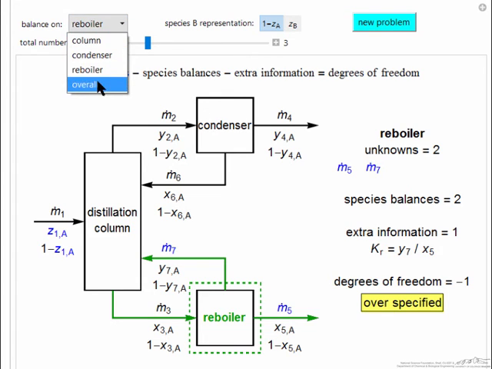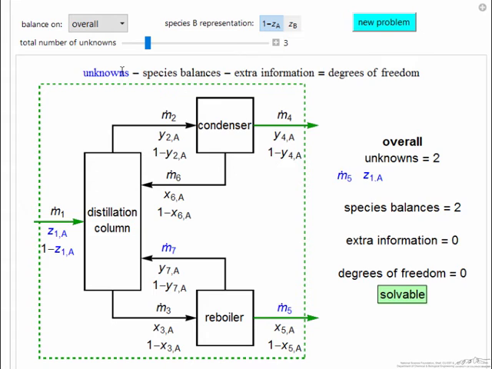Let's look at finally an overall balance. And now this tells us for this problem, the unknowns again are in blue. Change conditions. Let's increase the number of unknowns. Well, if I have 7 unknowns, now our system is underspecified. And pretty much for all the conditions we're going to pick, we don't have enough mass balances to be able to solve for this system.